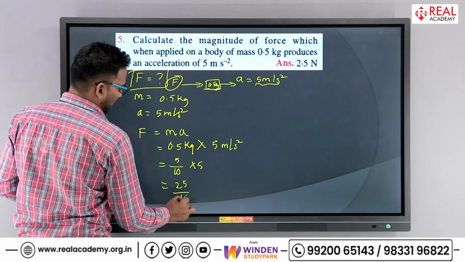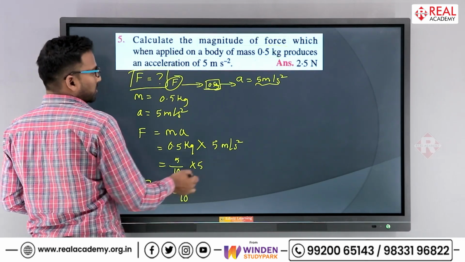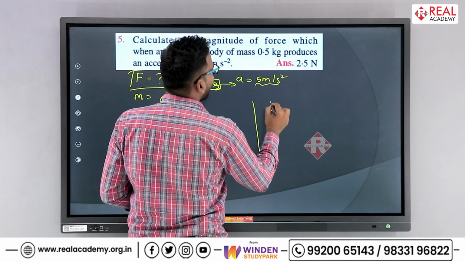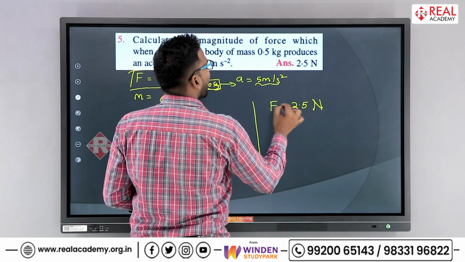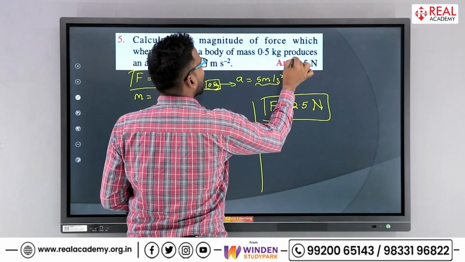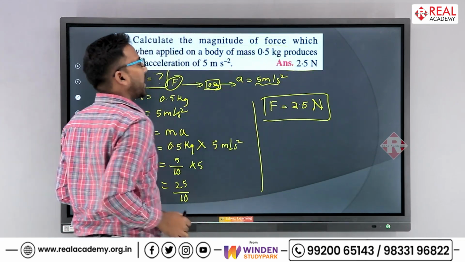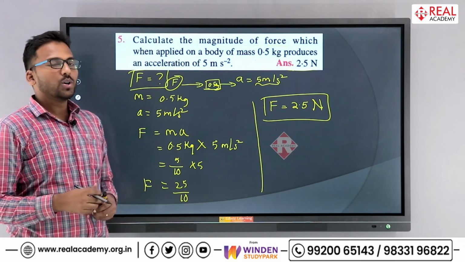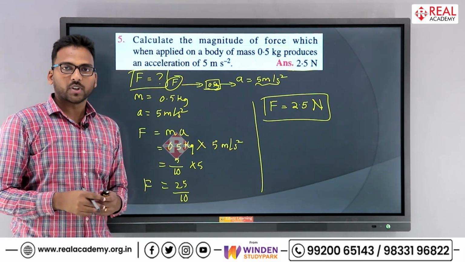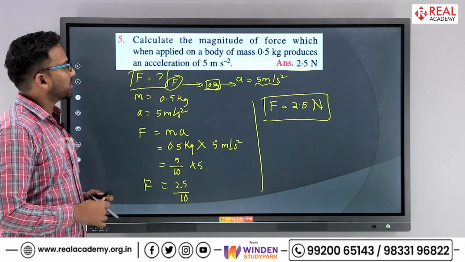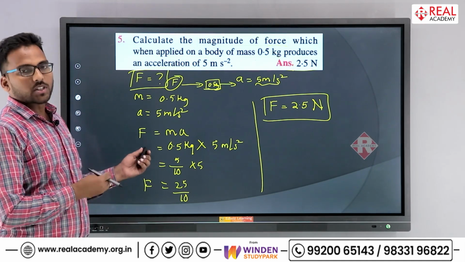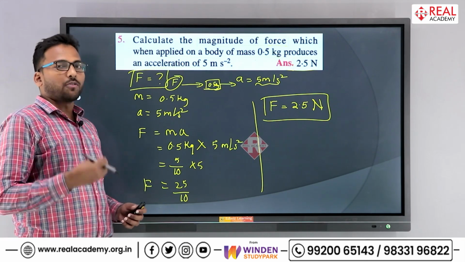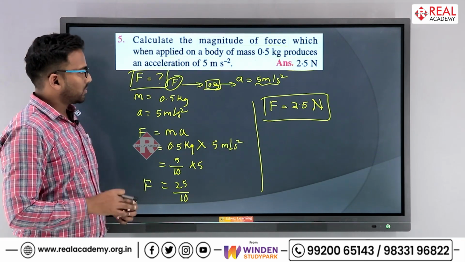25 by 10. Right? So what is 25 by 10? F is equal to 2.5 Newton, which is ultimately the required answer. F is equal to 2.5 Newton. Okay, so it's as simple as using the law, having the formula and substituting the values, right?